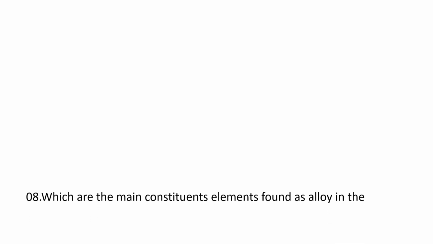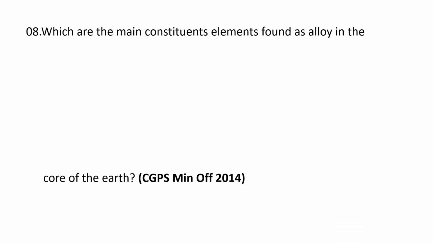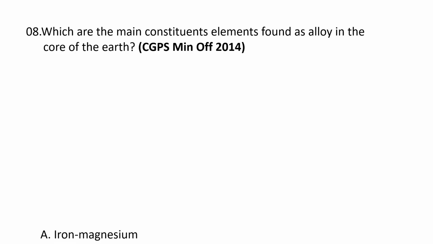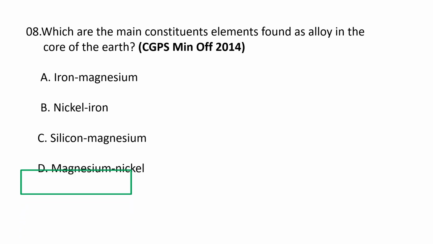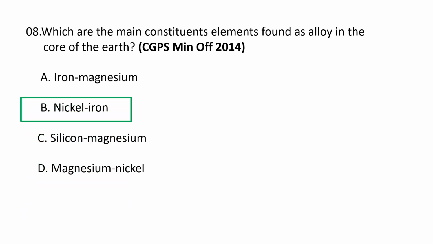Next question. Which are the main constituent elements found as an alloy in the core of the Earth? A. Iron magnesium, B. Nickel iron, C. Silicon magnesium, D. Magnesium nickel. The main constituent elements found as an alloy in the core of the Earth are nickel and iron. The Earth's inner core is made up of nickel iron alloy along with small amounts of other elements such as sulfur, silicon, and oxygen. The Earth's core is made up of two layers, a solid inner core and a liquid outer core.